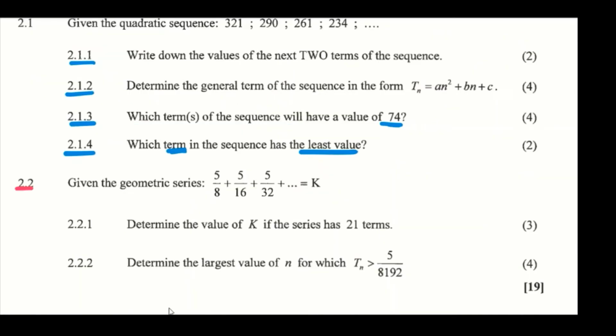Going to 2.2, we are given this geometric series here of 5 over 8 plus 5 over 16 plus 5 over 32 plus going up until it gives us a sum of k. So this is the sum, Sn, which is equal to k, right? So 2.2.1 says determine the value of k if the series has 21 terms. So you know that the sum is equal to k, right? So we're just going to use the geometric series equation to find the specific value of k.